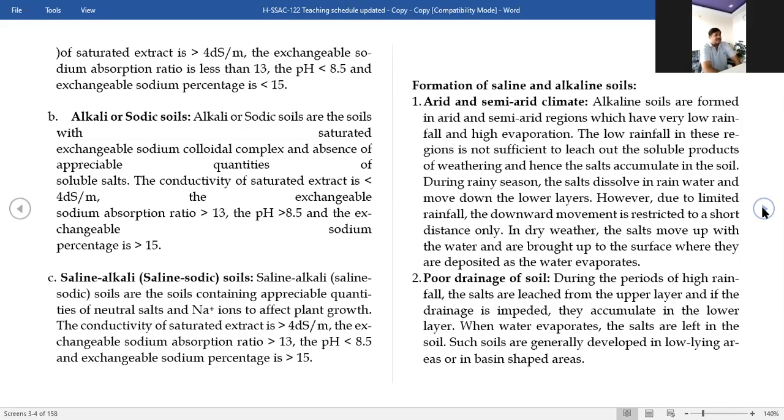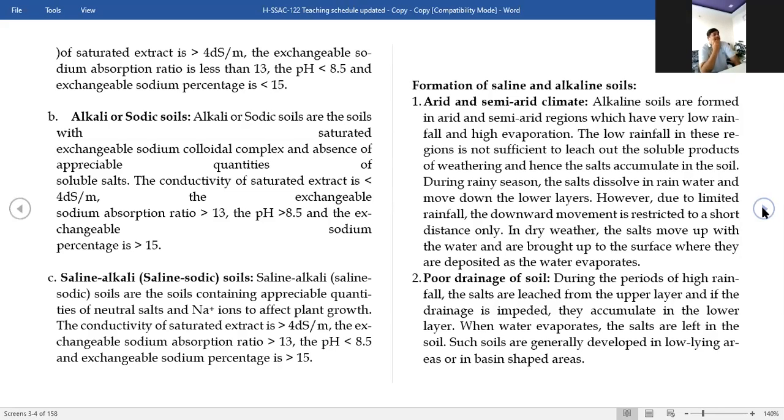What are the characteristics of saline alkali soil, also called saline sodic soil? Saline alkali soil contains appreciable quantities of salts of sodium, calcium, and sulfates, which affect plant growth. The characteristics mainly include electrical conductivity greater than 4 dS per meter, exchangeable sodium adsorption ratio greater than 13, pH less than or equal to 8.5, and exchangeable sodium percentage greater than 15. This is called saline alkali soil.